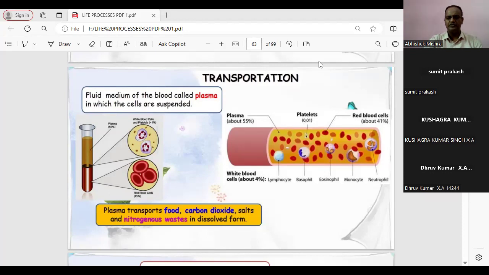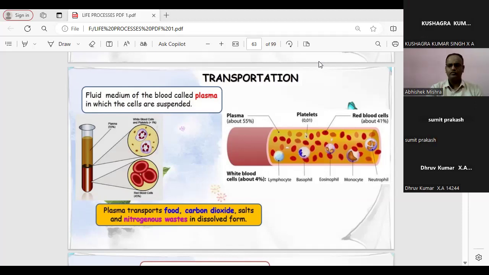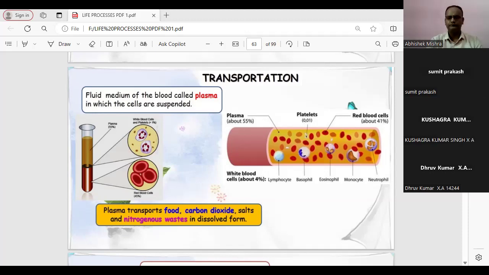Okay, no problem, Sumit. Kushagra, unmute yourself. What are the functions of blood? Kushagra, what is the function of blood? Sir, it helps in the transportation of the respiratory gases. Okay, transportation of the respiratory gases is fine.